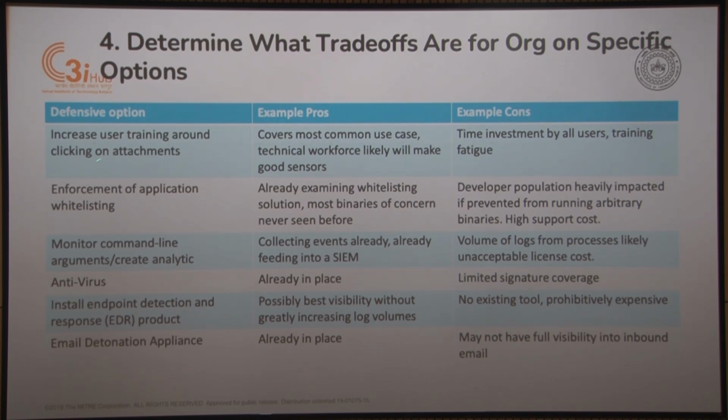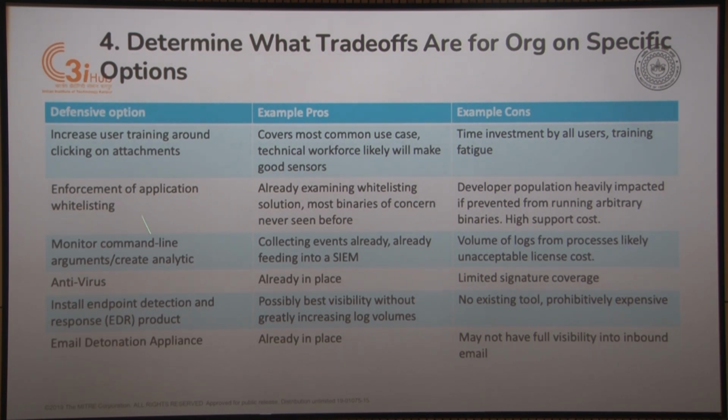As defensive options, the first one is increasing user training around clicking on attachments or links. As a pro, this covers the most use cases, and even for technical workforces it will likely make good sense for the organization. But the cons can be the time investment of the users and security training fatigue. Users might not pay attention to new training which tells them not to click on unknown emails, links or attachments.